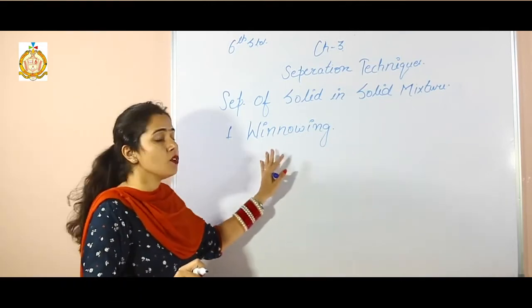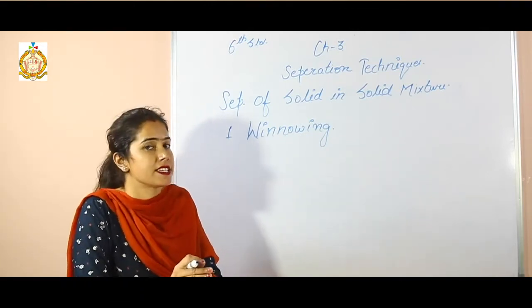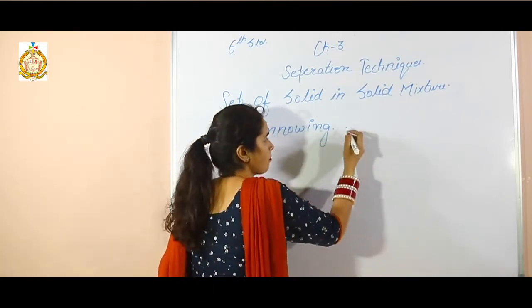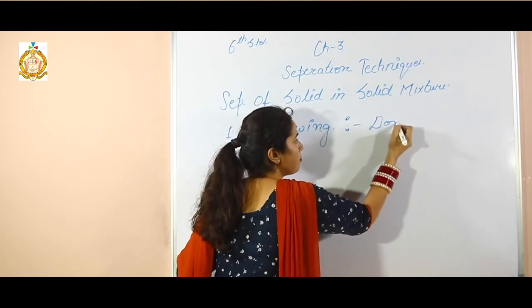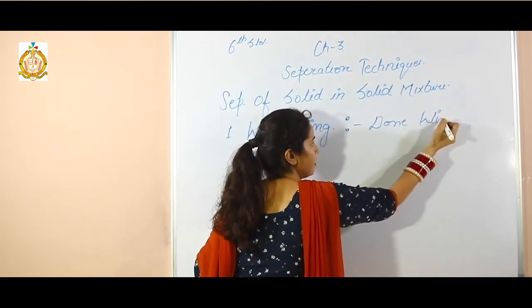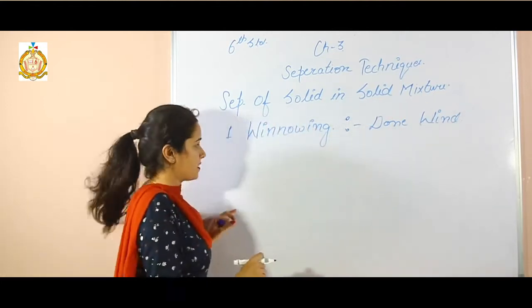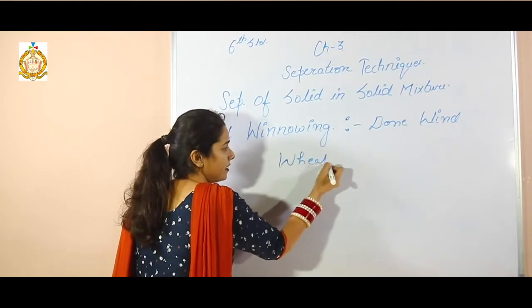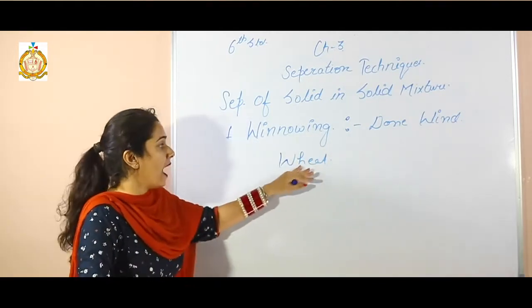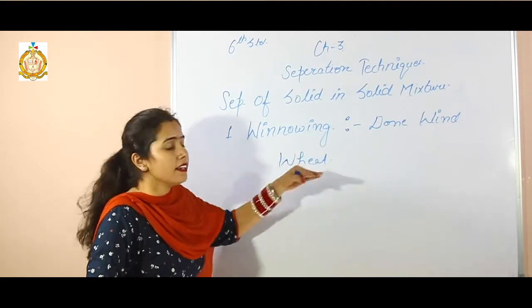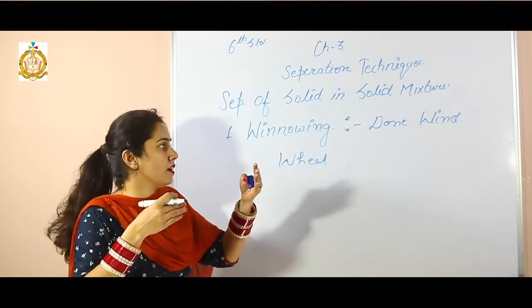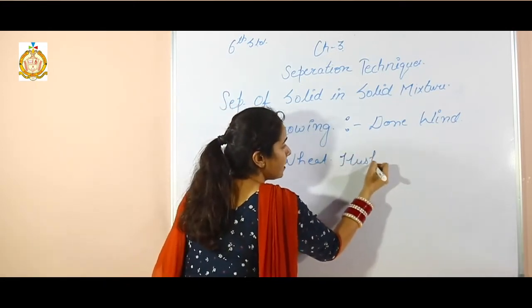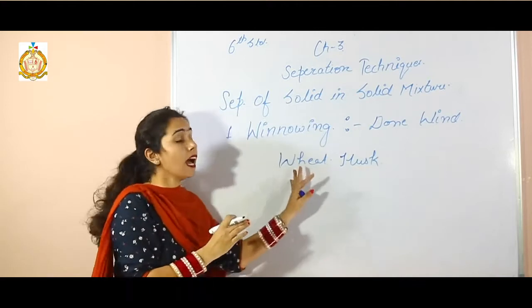For example, when we separate wheat from husk, this separation is done with the help of wind. The wheat with husk is taken in a container, and we stand in front of the wind, and the husk is separated from the wheat with the help of wind.